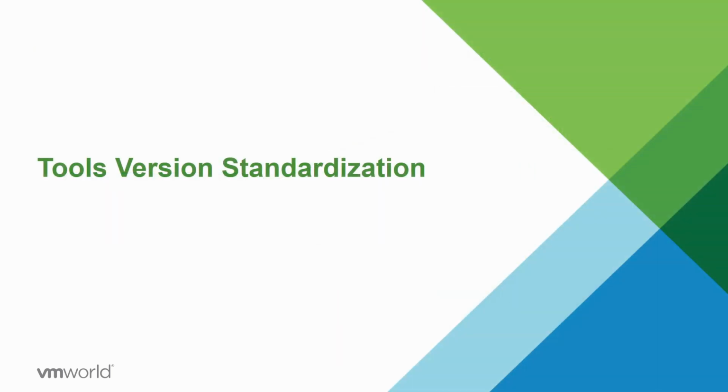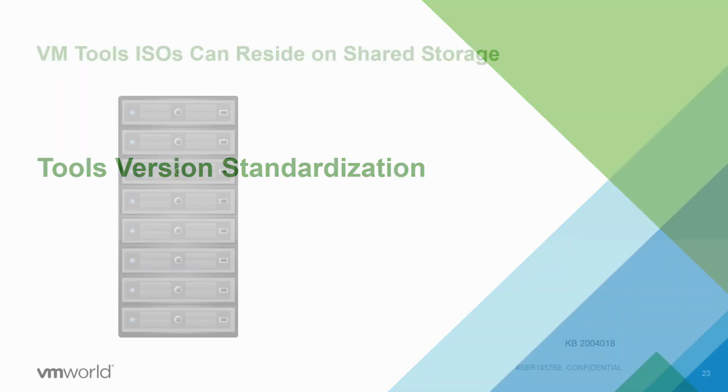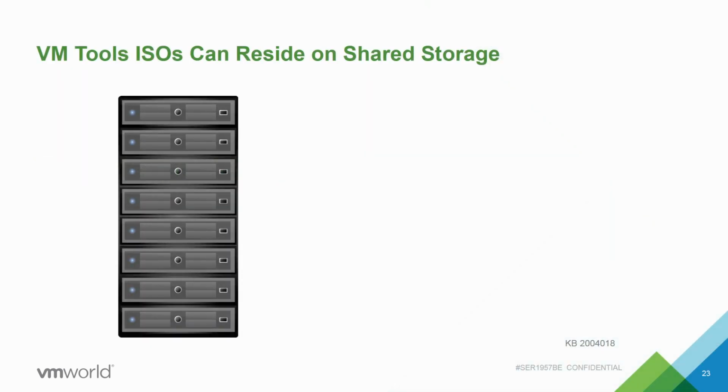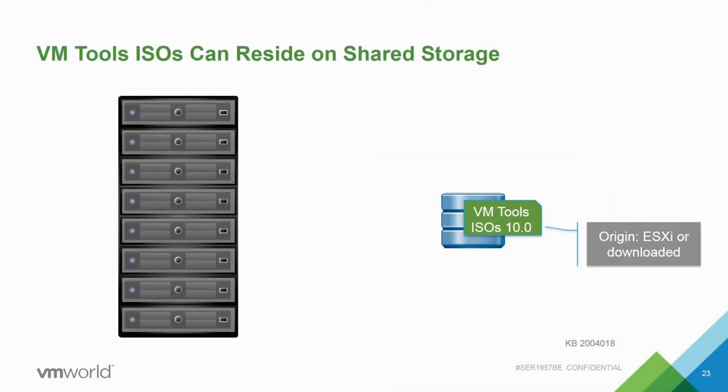Now let's look at a couple approaches that you can use to standardize the tools version across your entire vSphere infrastructure. One easy way to do that is to just put your VMware Tools on a shared data store. You don't need to create a new data store just for this. You can use any data store that's already presented to your cluster. Create a folder there, call it whatever you want, copy your VMware Tools ISO images over there. Either you get them right off of one of your hosts, or you can download the latest ones off of My VMware. Either way, doesn't matter.